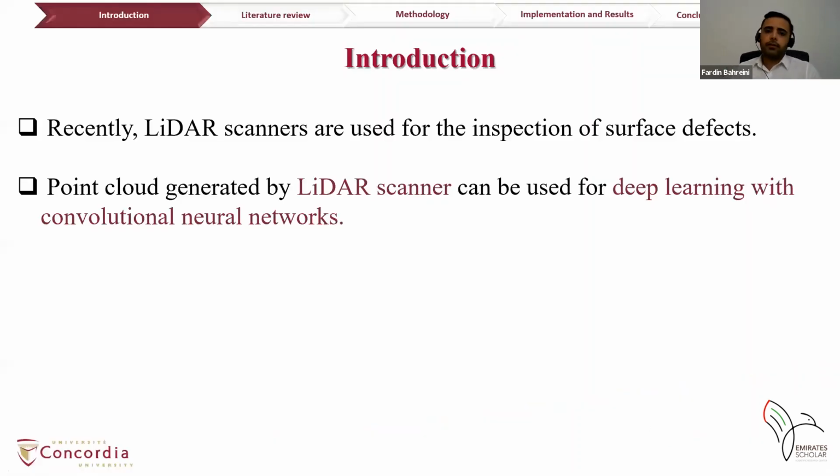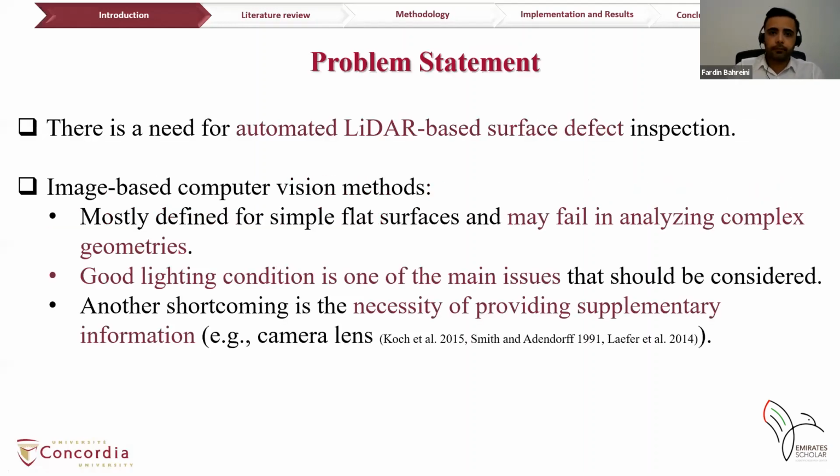Let's start with the introduction. Recently, LiDAR scanners are used for inspection of surface defects. Moreover, point clouds generated by a LiDAR scanner can be used for deep learning with convolutional neural networks. Let's take a look at the problem statement. There is a need for automated LiDAR-based surface defect inspection.